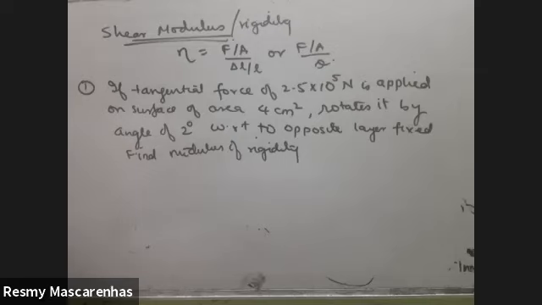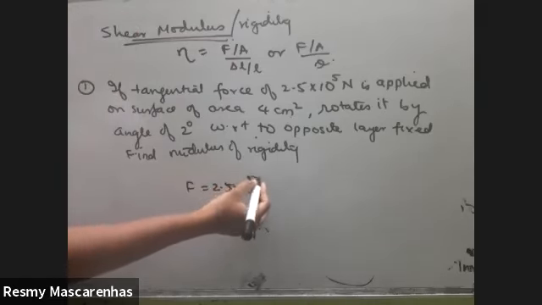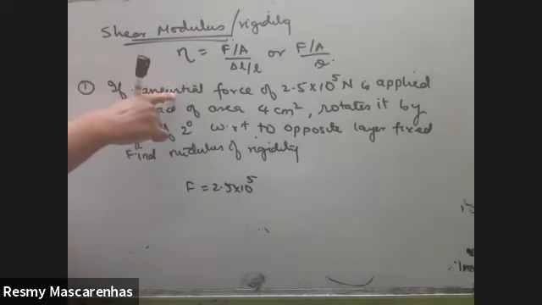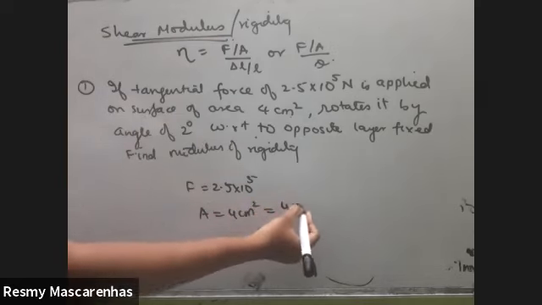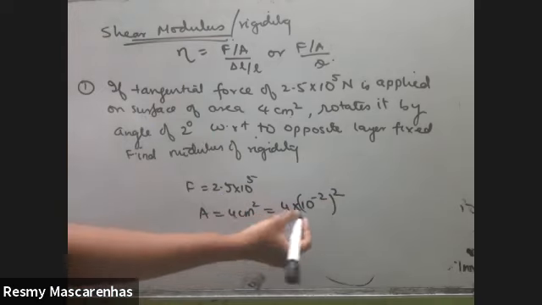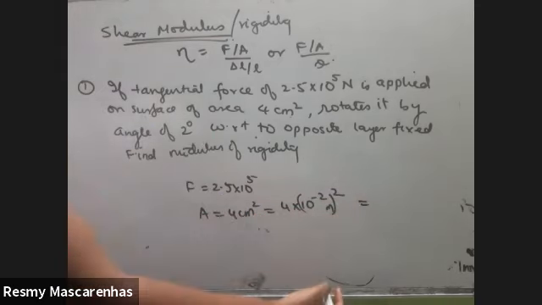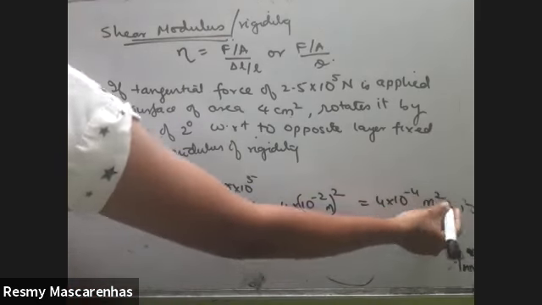Now, tangential force. Force is given. Or sometimes you might use the word shear force. Area is given as 4 centimeter square. You'll have to convert it. Centimeter will be in terms of meters. That will be 4 into 10 raised to -4 meters square.